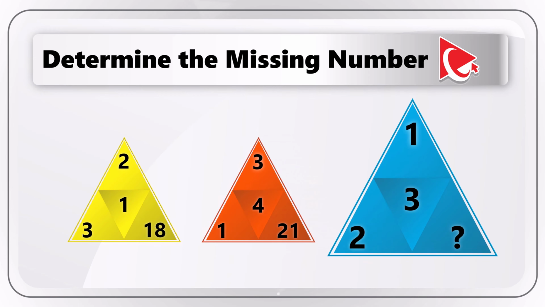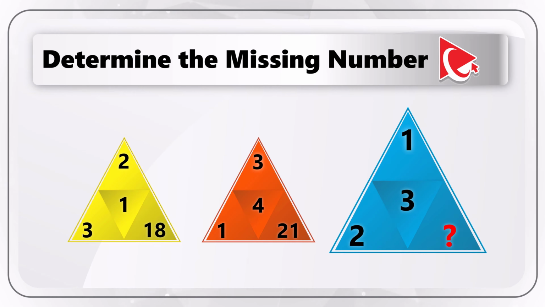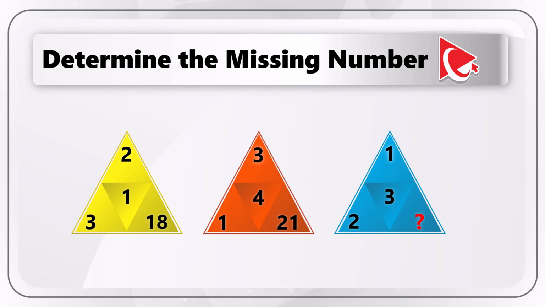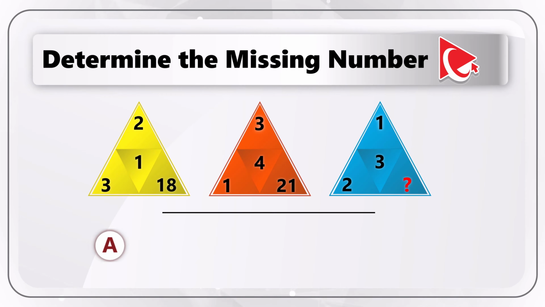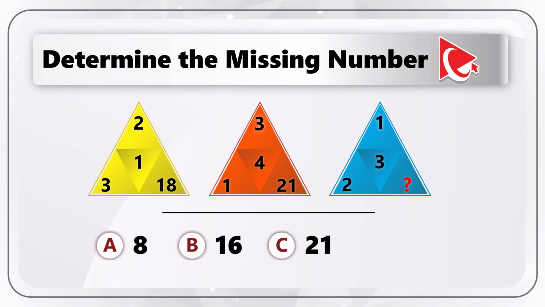And then the third triangle has digits 1, 2, digit 3 in the middle, and then comes the missing number, which you need to calculate out of 4 possible choices. Choice A, 8. Choice B, 16. Choice C, 21. And last but not least, choice D, 24. Take a close look to see if you can come up with the answer.